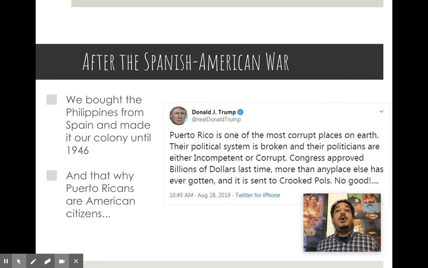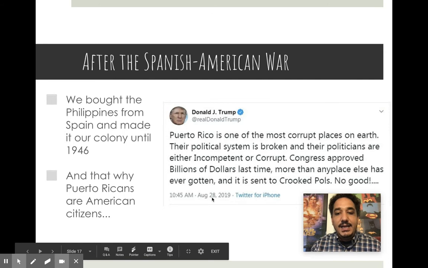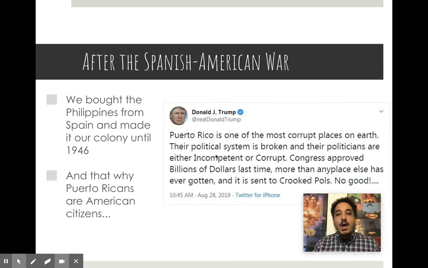Now, I did put in another quote from Donald Trump. This is something that he said about Puerto Rico. This was in 2019. So this is August 28, 2019, just about a year ago. "Puerto Rico is one of the most corrupt places on earth. Their political system is broken, and their politicians are either incompetent or corrupt. Congress approved billions of dollars last time, more than any place else has ever gotten, and it is sent to crooked politicians, no good." What Donald Trump is complaining about is a hurricane.